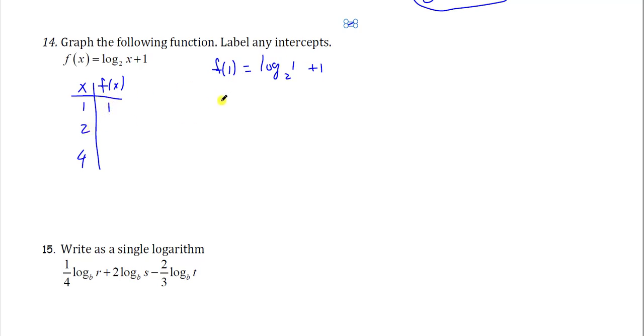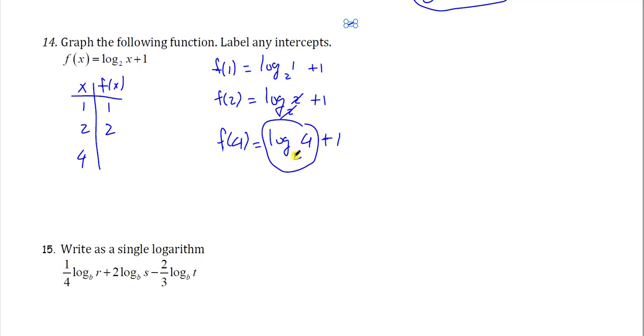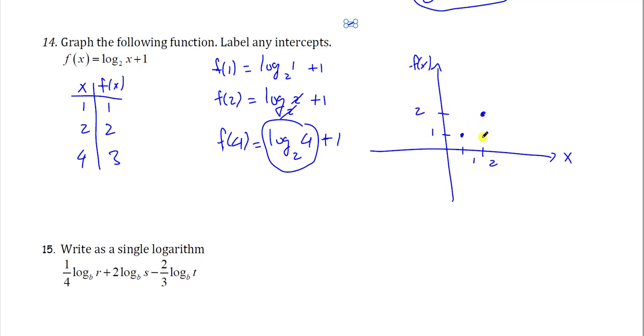Now when x is 2, we have f of 2 equal log base 2 of 2 plus 1. Again, the 2 bases cancel. That's why log base 2 of 2 becomes 1, and 1 plus 1 is 2. And then for 4, we have f of 4 equal log base 2 of 4 plus 1. Now 2 to the 2 power is 4, so the log is 2, and 2 plus 1 is 3. So if you plot this, if you have 1 for x, then you have 1 for f of x, which is right here. If you have 2 for x, you should also get 2 for f of x.